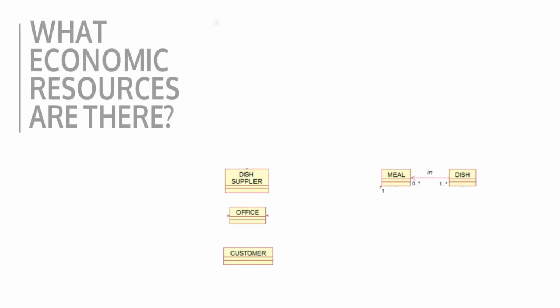The second question is, what economic resources are there? There are two kinds of economic resources, meals and dishes. The diagram also shows that a meal consists of one or several dishes. The third question is, what economic events are there?